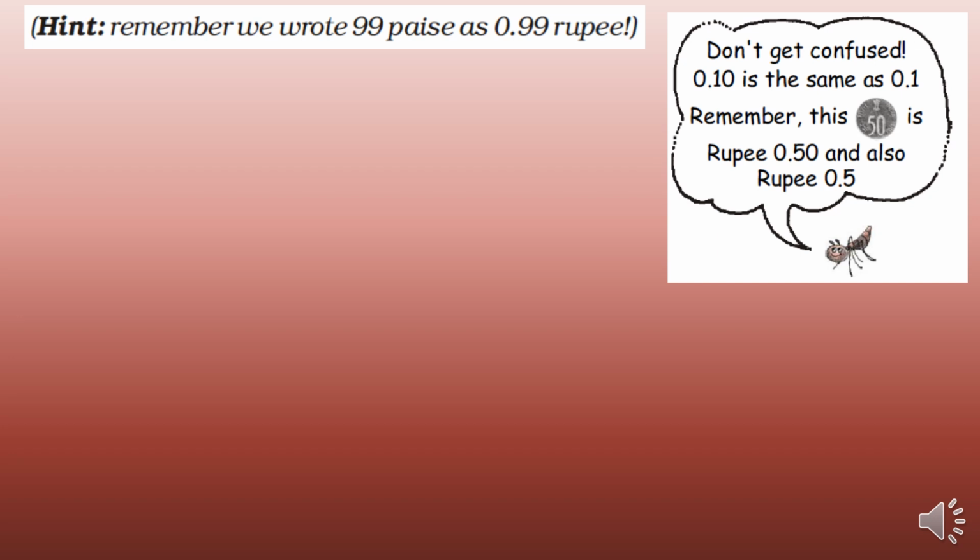Remember, we wrote 99 paise as 0.99 rupee. So don't get confused that 0.10 is the same as 0.1. Remember, this 50 paise coin, you can see that is rupees 0.50 and also rupees 0.5. So don't get confused.